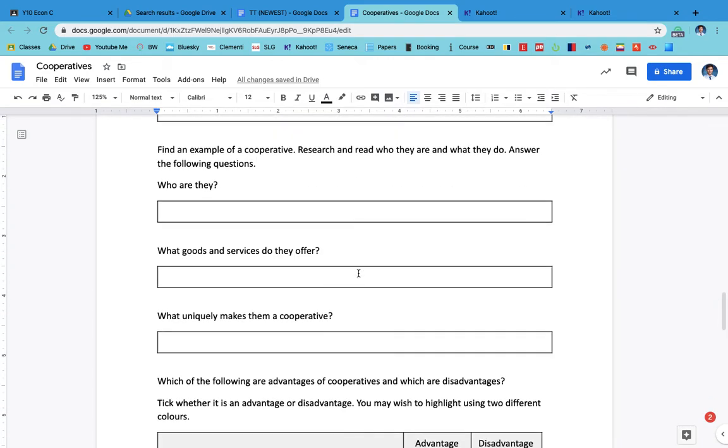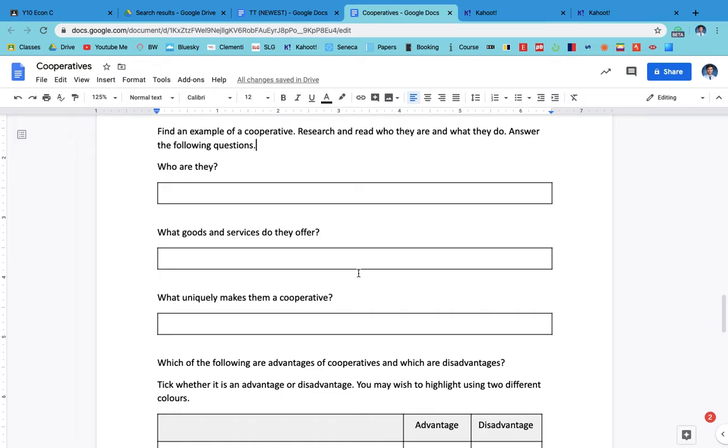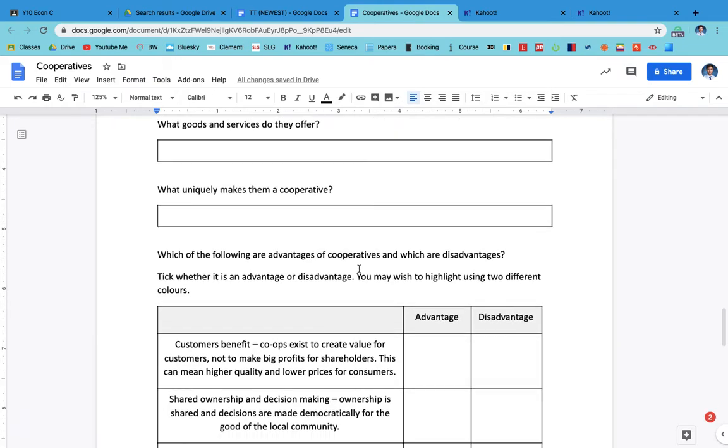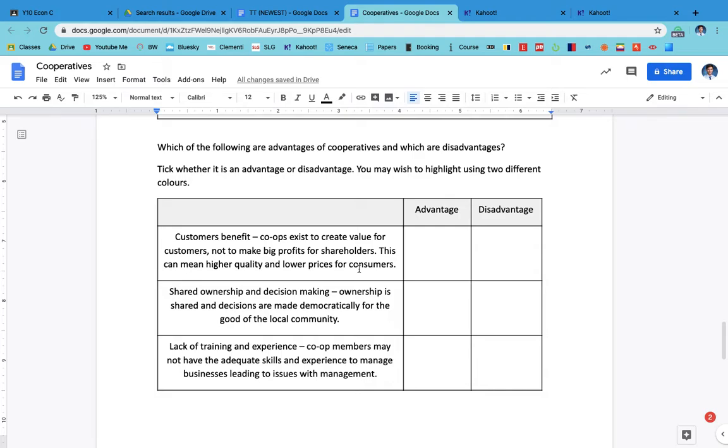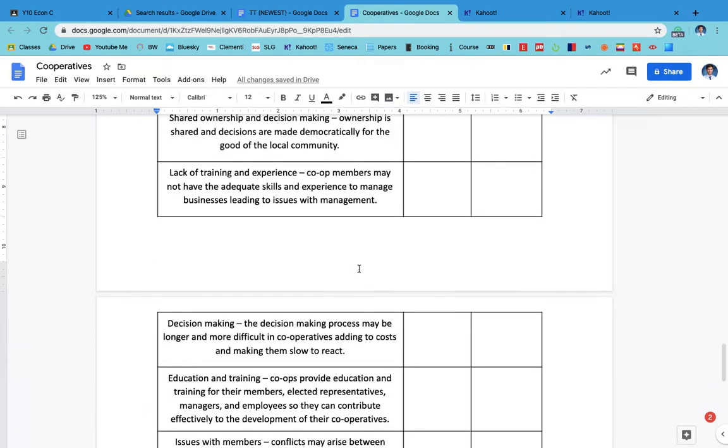So spend a good bit of time on that, maybe 20 minutes doing some research, reading around, having a look, reading some different companies, and then have a go at filling these boxes in. Okay? And then the final bit is obviously we need a quick evaluation of cooperatives.